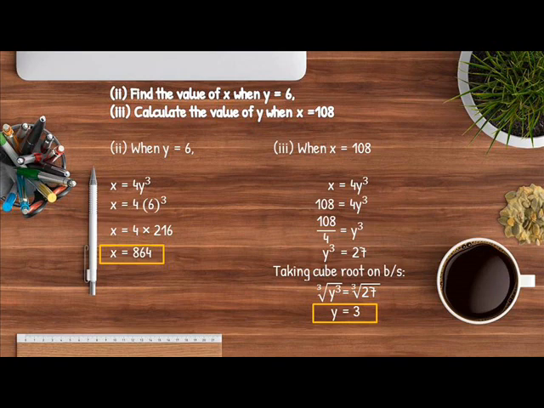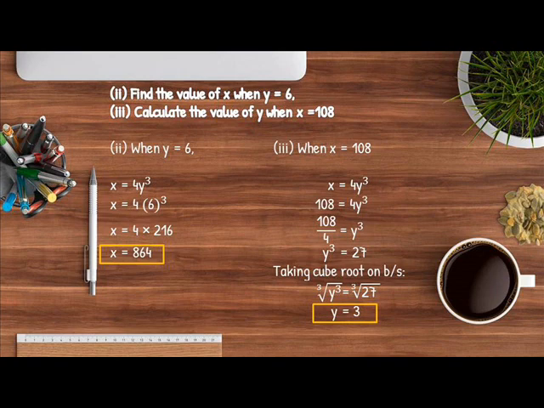Well, in the third part, we are required to calculate the value of y when x equals 108. Well, we will simply substitute the value of x into the equation. So the equation becomes 108 equals 4y cube. To isolate y cube, we will transpose 4, that is multiplied to y cube, to the left hand side where it will be divided. So we have 108 divided by 4, that equals 27. So we have y cube equals 27.